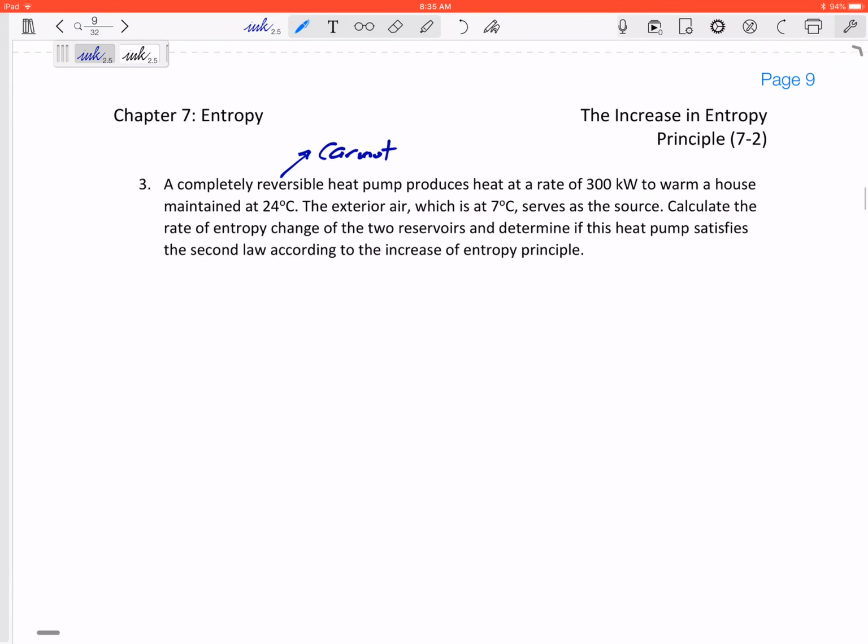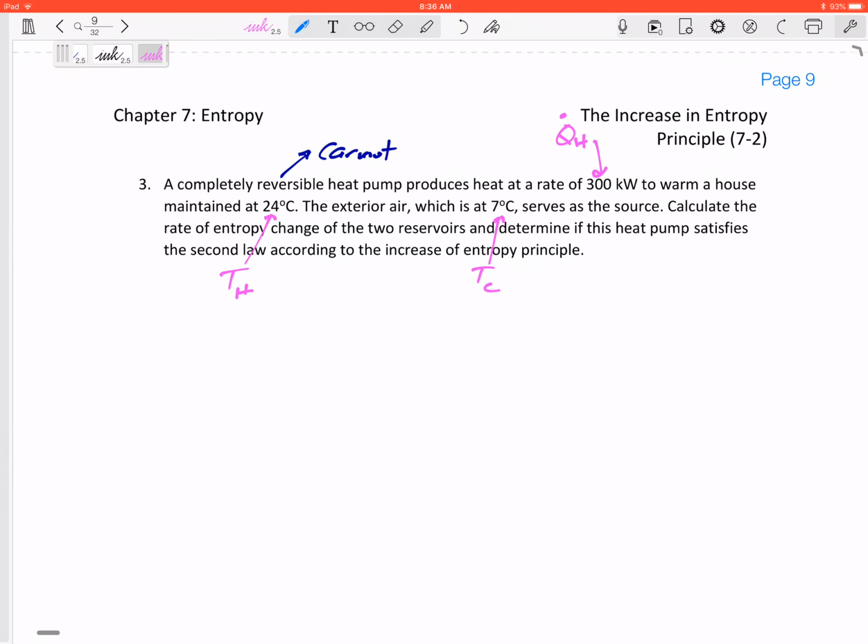All right, so let's identify what we are given. The 300 kilowatts that the heat pump produces to warm the house, that's the QH. It's a Q dot because it's power, kilowatts. It warms the house, and the house is maintained at 24 degrees C. That's the TH. And the outside cold air at 7 degrees C, that's the TC.